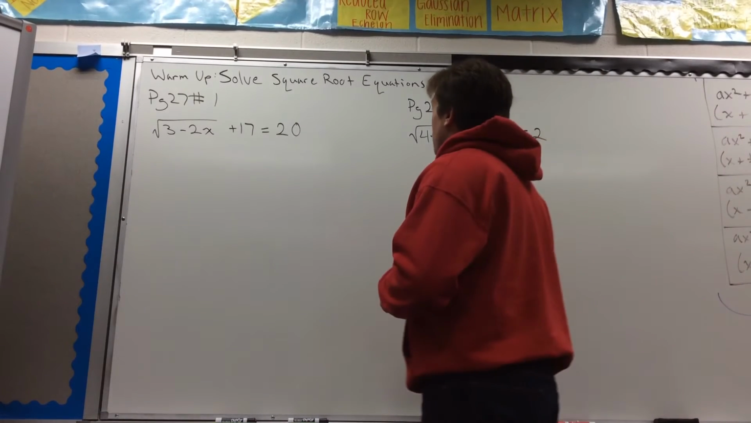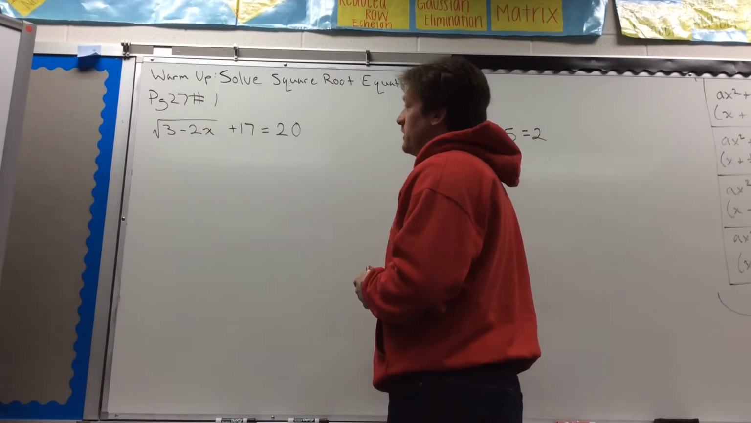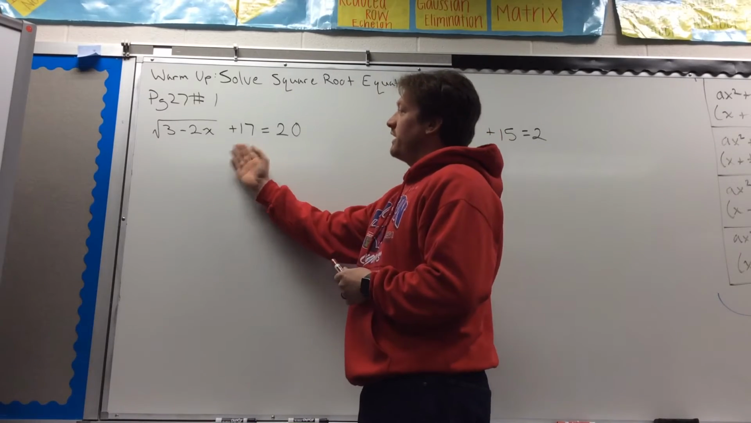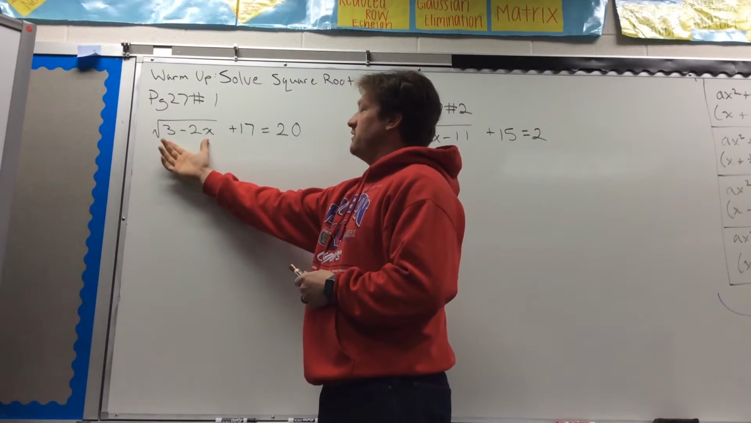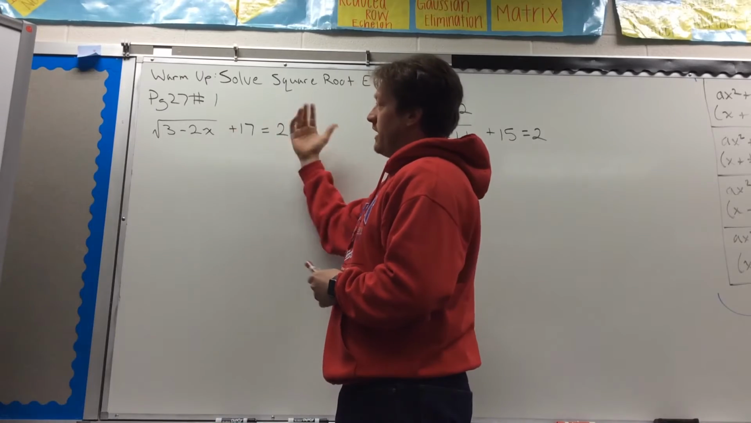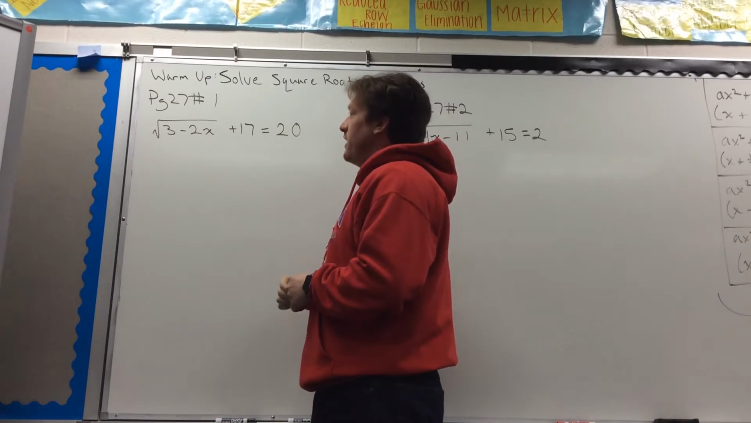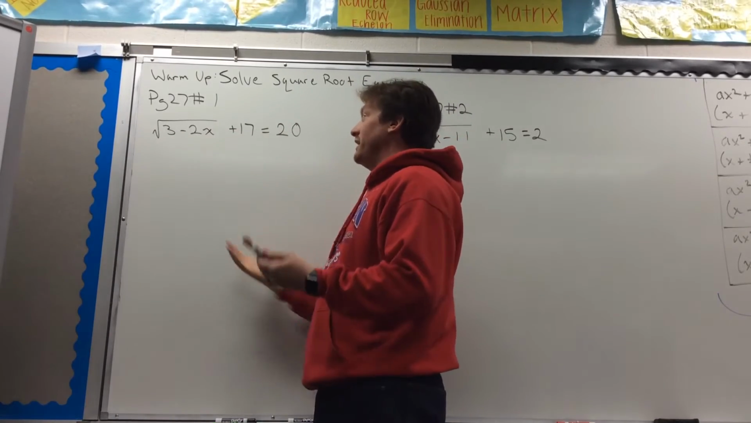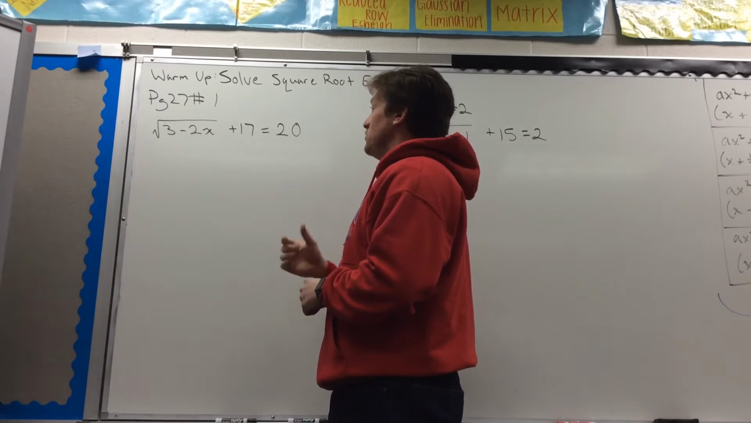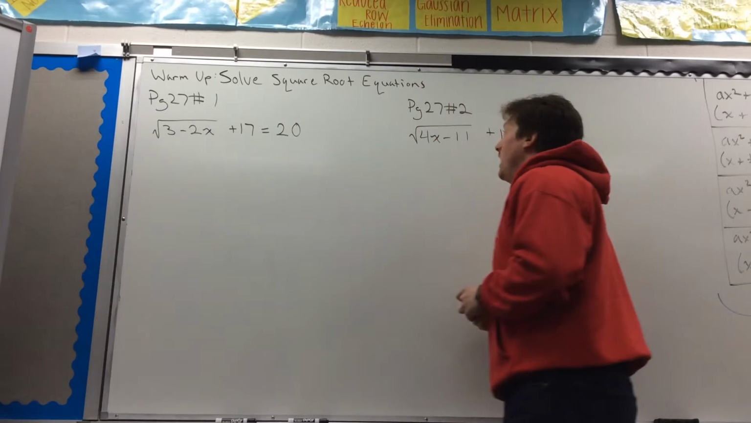Today's warm-up is solve square root equations. We have 6 different steps that we could do. You always either want to add or subtract, multiply or divide so that we can get the radical by itself, get the radical away by squaring both sides, then you add or subtract, multiply, divide again to see what the answer is, and then you check your work for extraneous solutions.